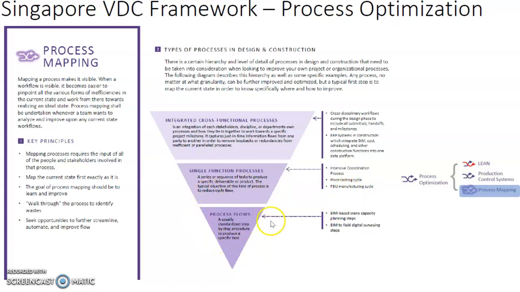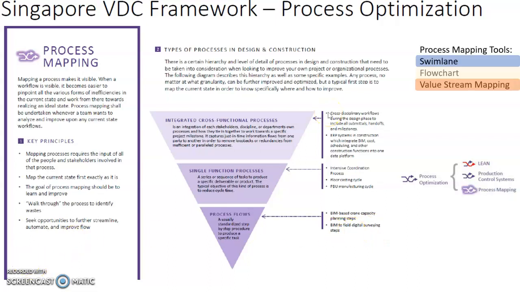Next, lower down the hierarchy will be the process flow, and it is usually a standardized step-by-step procedure to produce a specific task. Examples could be BIM-based crane capacity planning steps, or BIM to construction site digital surveying steps. There are different process mapping tools available, and for the next few slides, I will be taking you through three specific process mapping tools: the swim lane, the flowchart, and the value stream mapping.